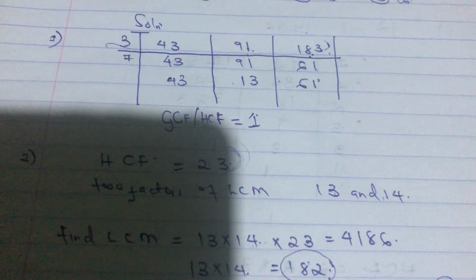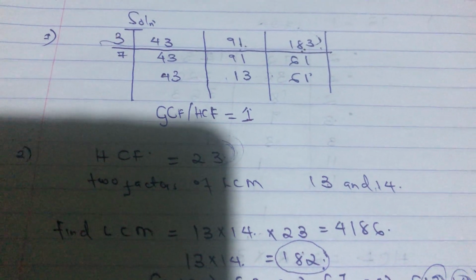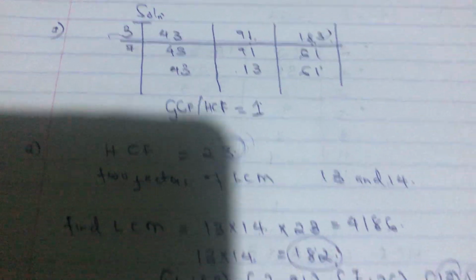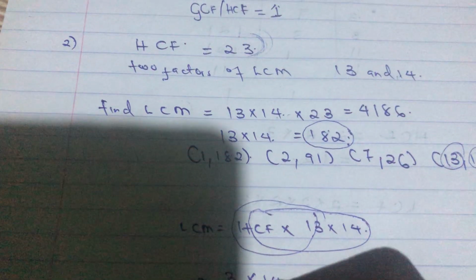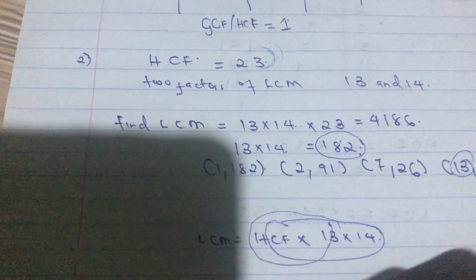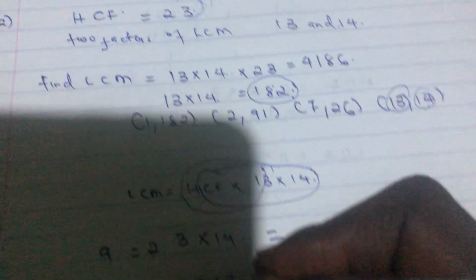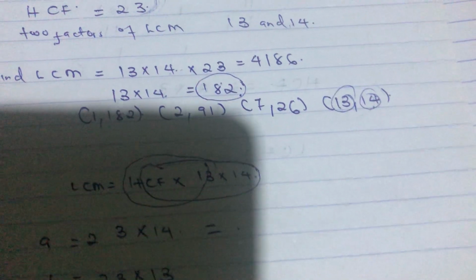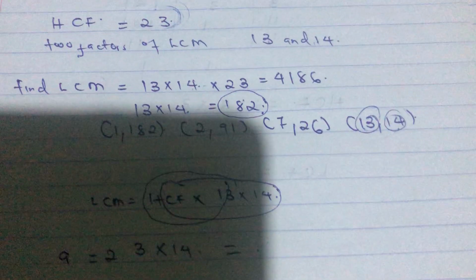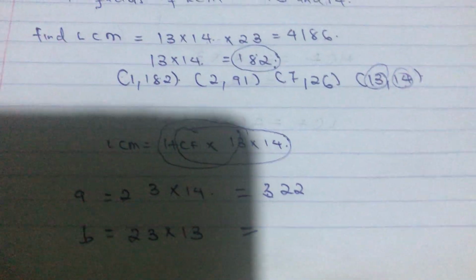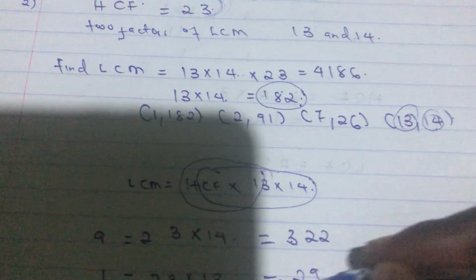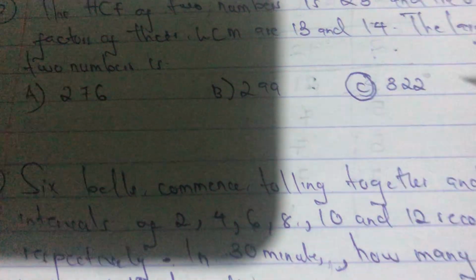But they want a product of either this or this that will give us the highest. So we start with the first one, which is 23 times 14. What do we get? And then the second one will be 23 times 13. So 23 times 14 gives us 322, and 23 times 13 gives us 299. So the highest is 322. So our answer here will be C, which is 322.